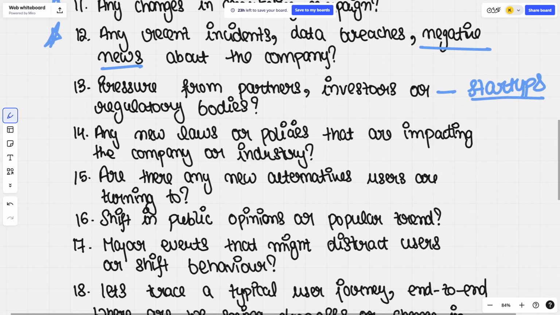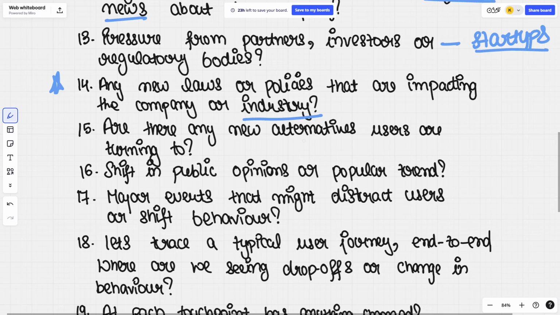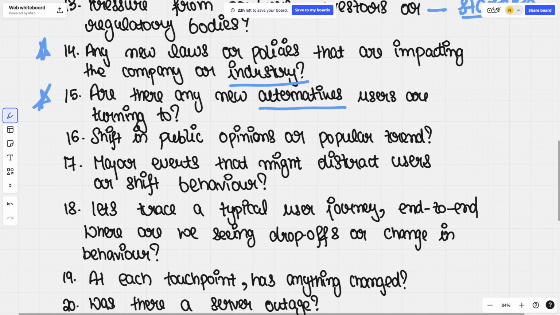Next question is, any new laws or policies that are impacting the company or the industry itself? Yes, we can ask this question in all the RCA interviews as well. Are there any new alternatives users are turning to? Yes, this is also a common question. Shift in public opinion or popular trends. So we are talking about the public sentiments. So yes, this is also a common question.